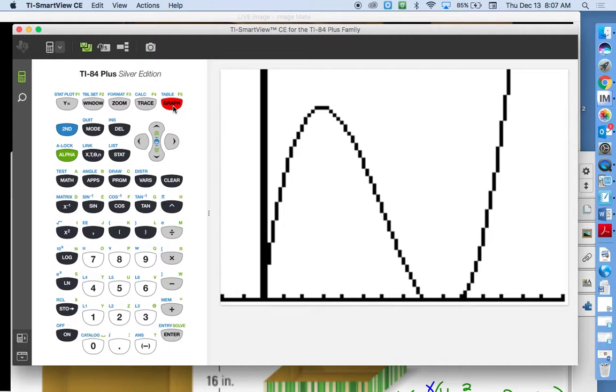And now we have a max. We're not worried about the min because it says we want the maximum value, not the minimum value. So see if you can trace that. Once you see the peak, do second trace and find that maximum value. And then we'll talk about what that maximum value means. Second trace, get to the left of the top point, get to the right of the top point, and see what value you get.